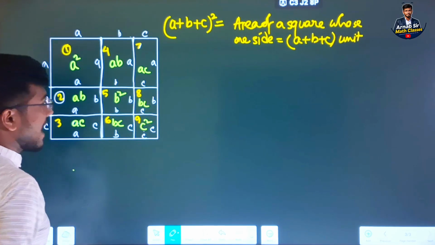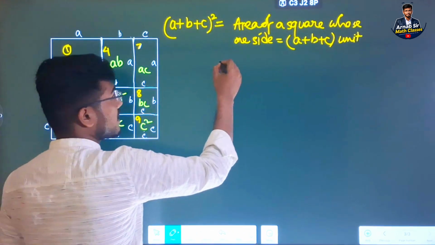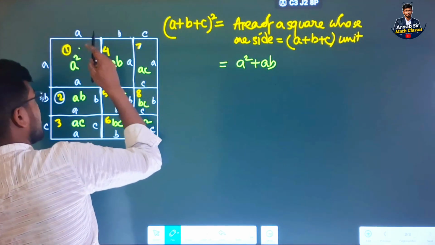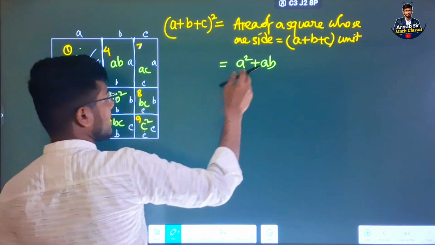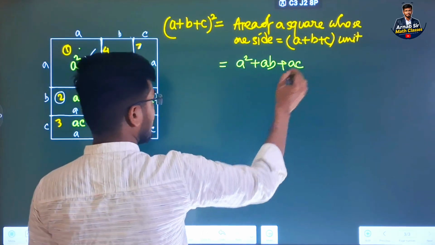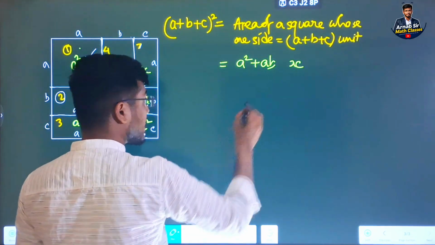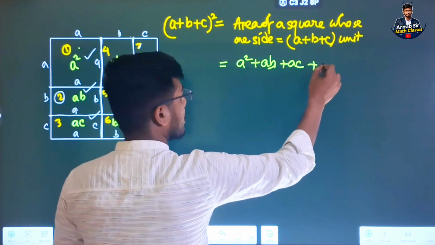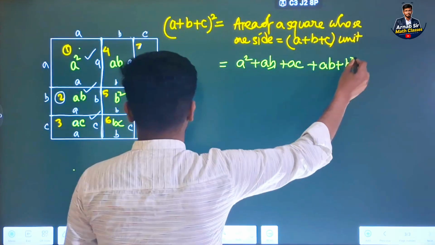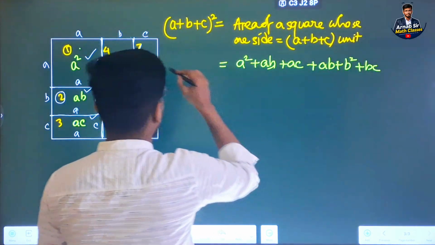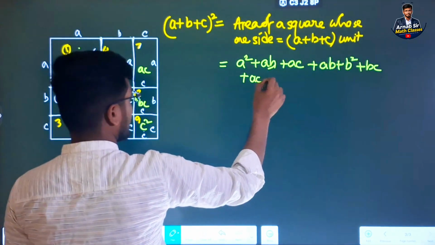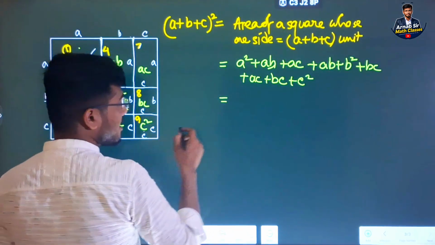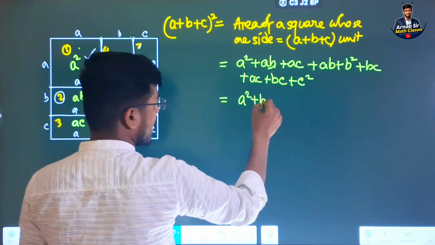So if I add all the areas to find the formula, I write: a square plus ab plus ac, then ab plus b square plus bc, then ac plus bc plus c square. If you rearrange the terms, what is the answer? a square plus b square plus c square.